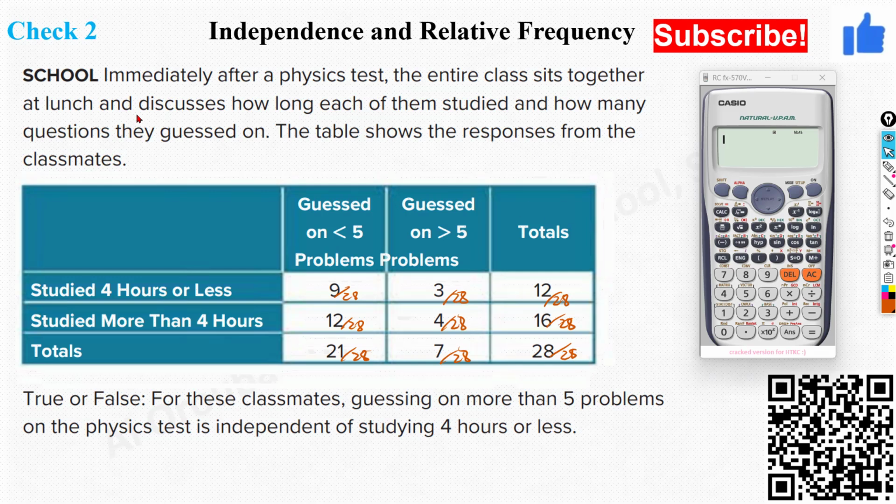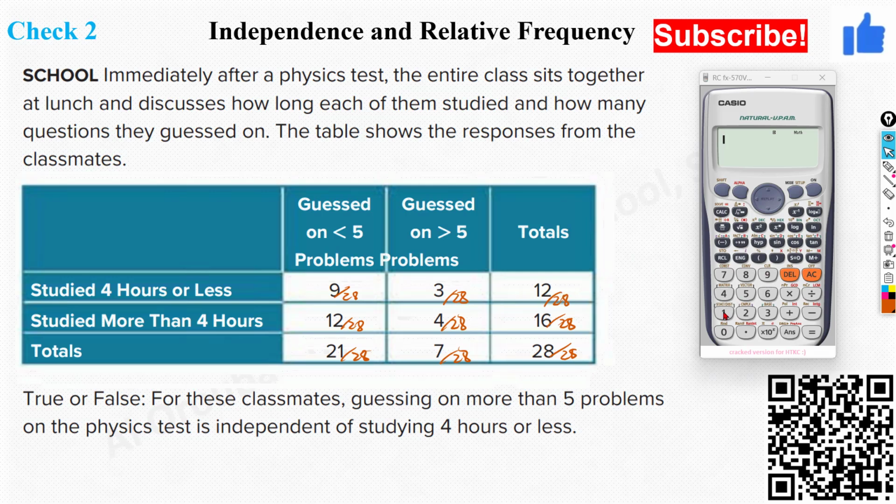Now, I didn't read the question, but you can read it, but the data is already given, so I directly jump to it, okay? It's about, if you have studied 4 hours or less, then what is the percent of guessing the problems, less than 5 or more than 5? If they have studied more than 4 hours for a test, how many guessed less than 5 or more than 5? So this is how, and the totals are given.